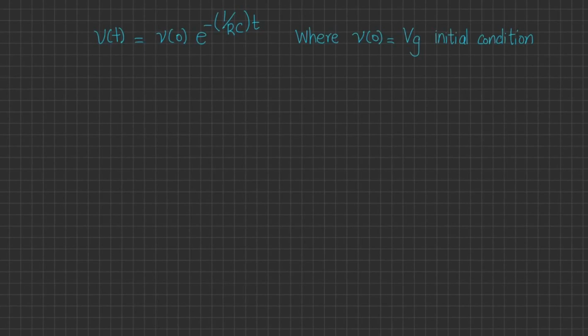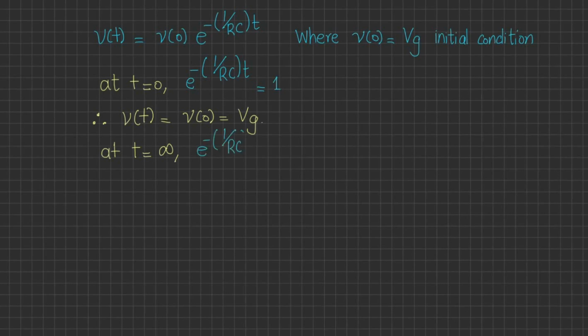We can analyze the equation by equating time value of 0 and infinity. At t equal to 0, the exponential term is 1, resulting in a capacitor voltage of V0 or Vg at time t equal to 0. On the other hand, as t approaches infinity, the exponential term goes to 0, meaning that after a very long time, all the voltage across the capacitor will eventually reduce to 0. This can be represented graphically, showing the capacitor voltage starting from an initial value of Vg and gradually decreasing to 0 over time.